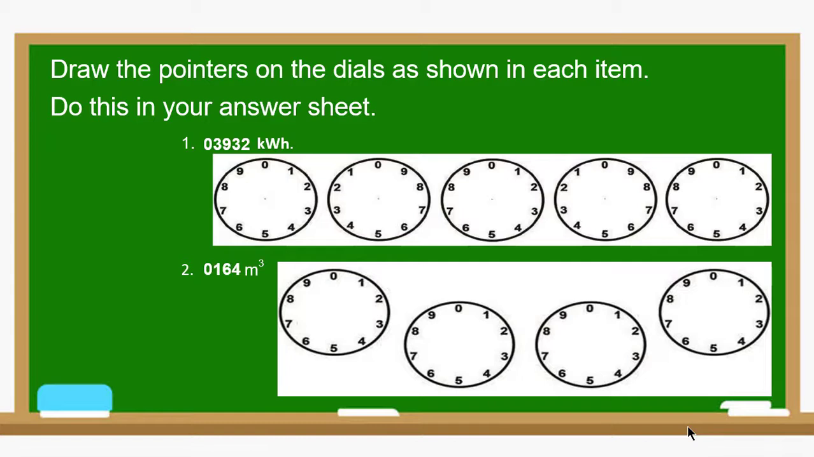Draw the pointers on the dials as shown in each item. Do this in your answer sheet. Number 1, 3,932 kilowatt hour. Number 2, 164 cubic meters.